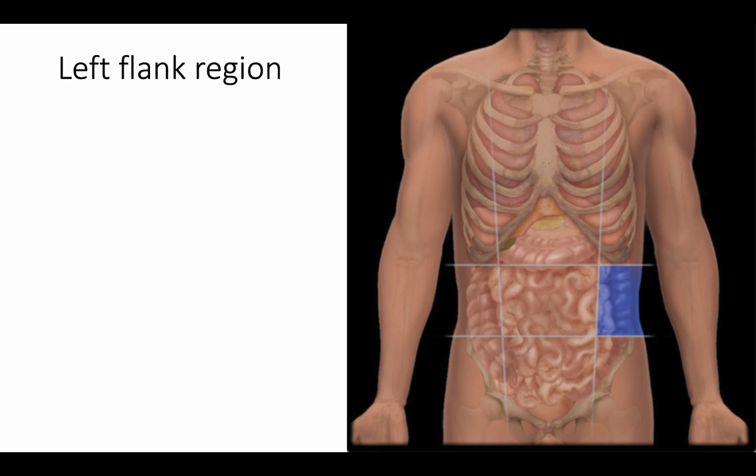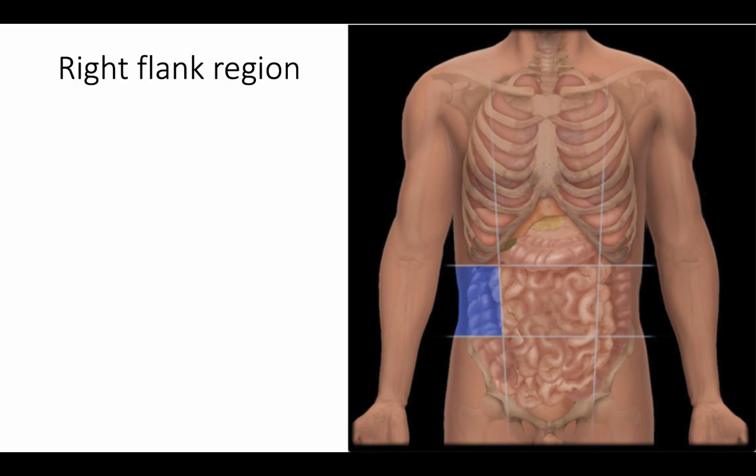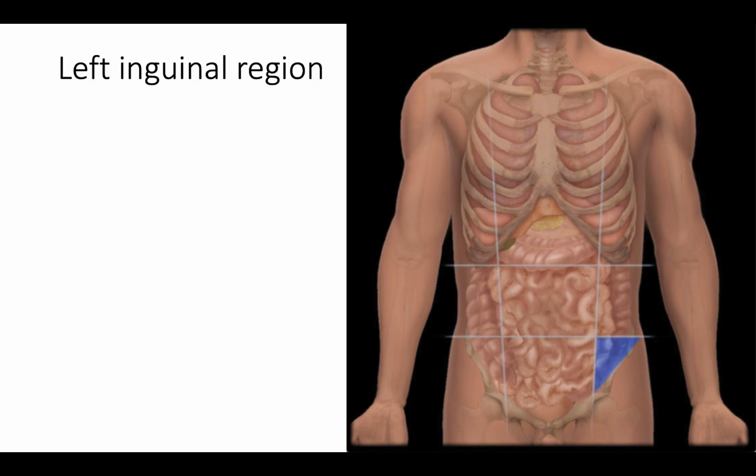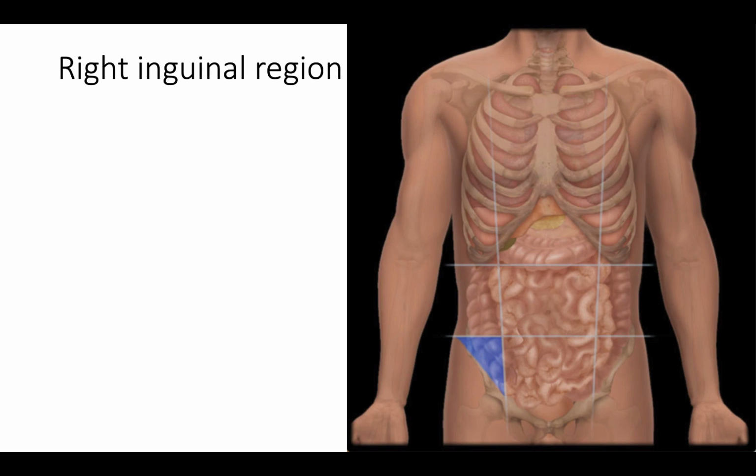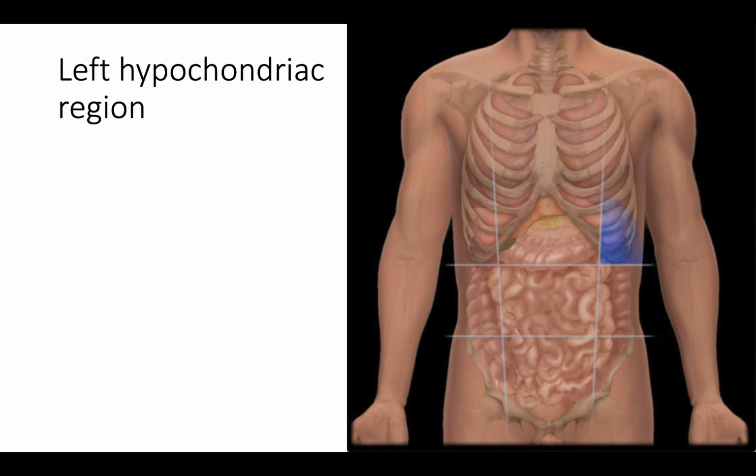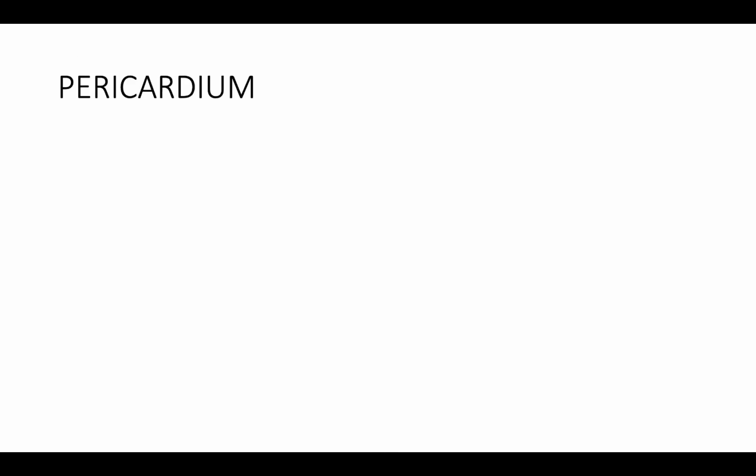The area to the left of the umbilical region is the left flank region. And the area to the right of the umbilical region is the right flank region. Then we have the area in the lower left corner, and that's the left inguinal region. And on the right, it's the right inguinal region. Then in the top left corner, we have the left hypochondriac region. Hypo means below, chondriac means cartilage, and the rib cage has a lot of cartilage associated with it. So this is the left hypochondriac region. And on the opposite side, we have the right hypochondriac region.